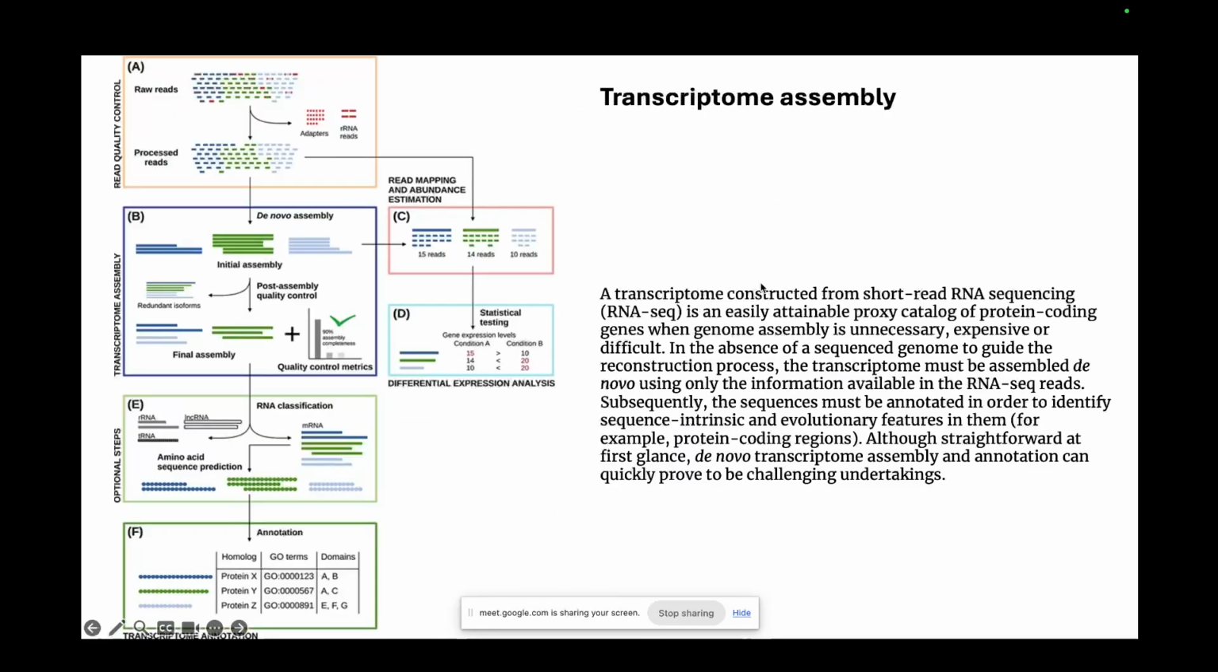So this is the alignment part. Now we also talked about genomic data assembly, right? So we can do a similar kind of analysis with transcriptomes as well. If you do not have the reference genome for these transcriptomes, you need to do a de novo assembly, right? So a transcriptome constructed from short read RNA sequencing, this is a workflow for that.